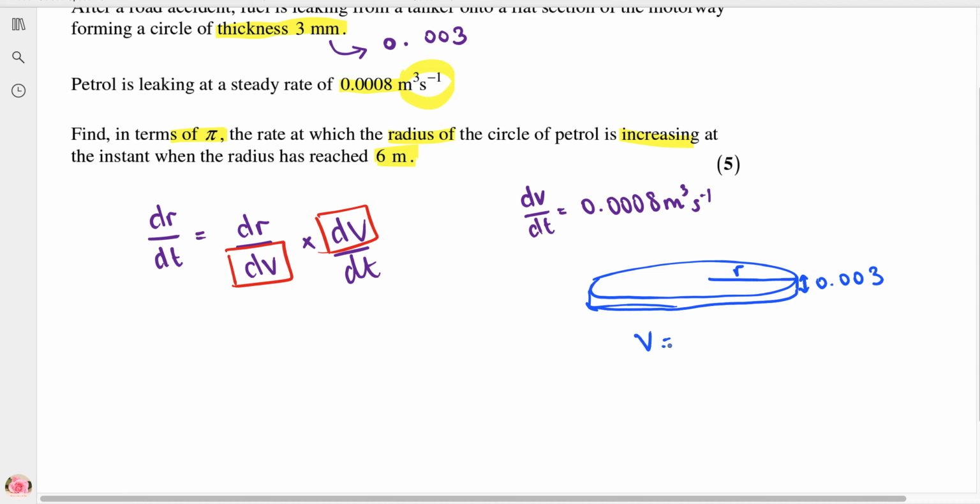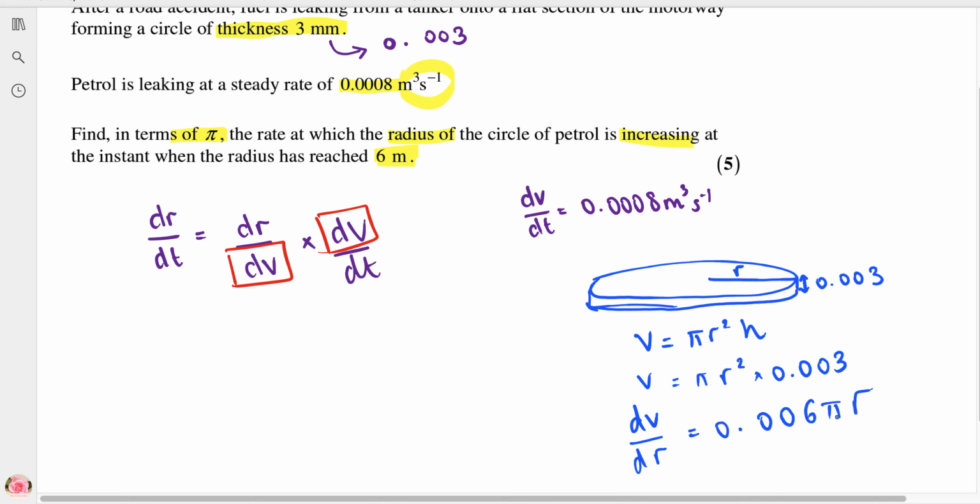So the volume would be, it's a volume of a cylinder, so pi r squared h. So in this case it's pi r squared times 0.003. So dV over dr is going to be that times 2, so 0.006 pi r. Okay, so that's our linking component.